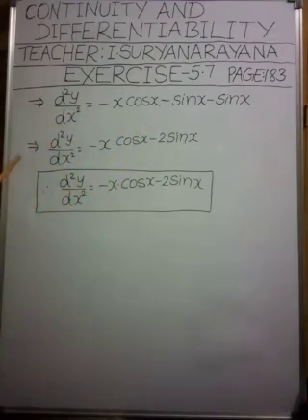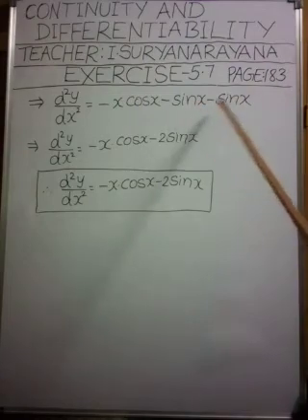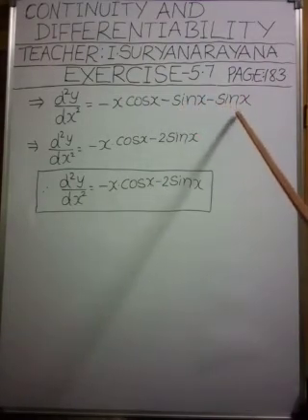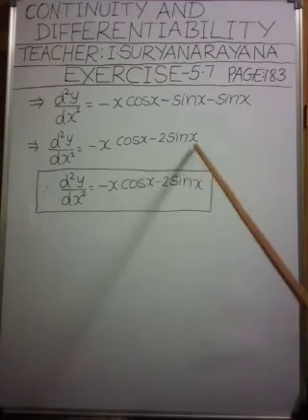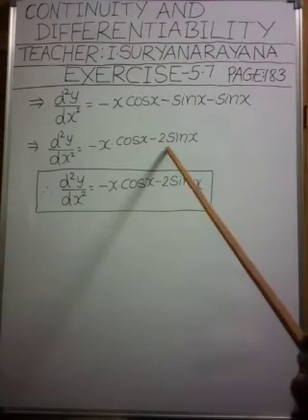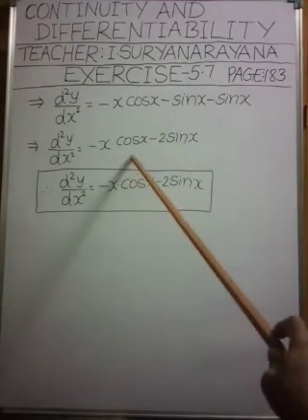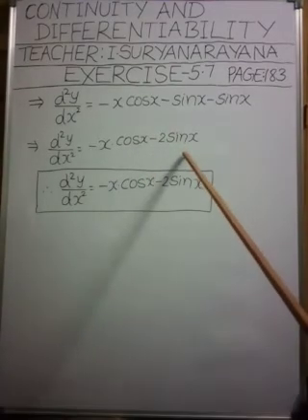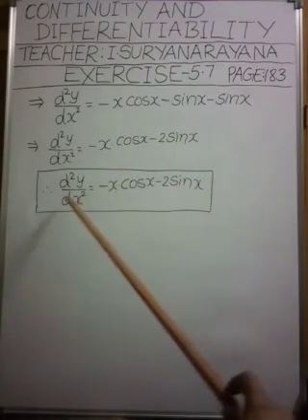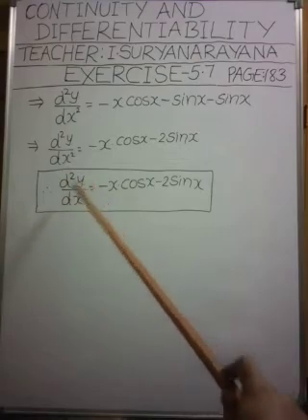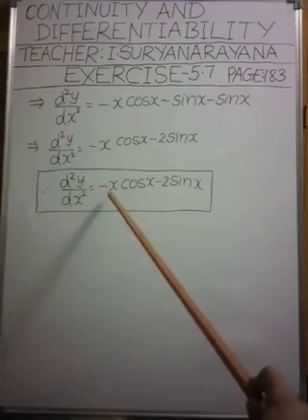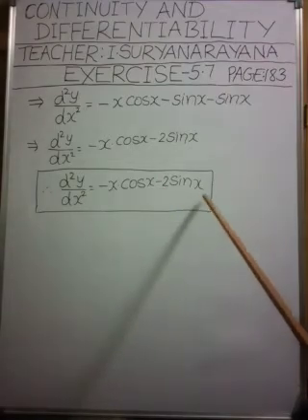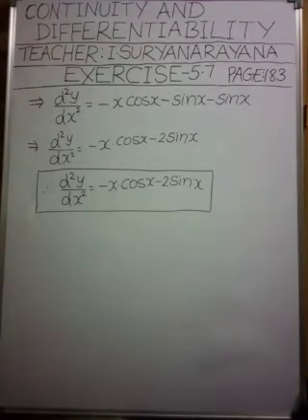Right. This implies d square y by dx square is equal to minus x cos x minus sin x, and the other term minus sin x. By simplifying these two terms, minus sin x, what will you get? Minus 2 sin x. Understood this term, my dear children? Right. This is the value of d square y by dx square. So finally I wrote here d square y by dx square is equal to minus x cos x minus 2 sin x. Understood, my dear children? Right.